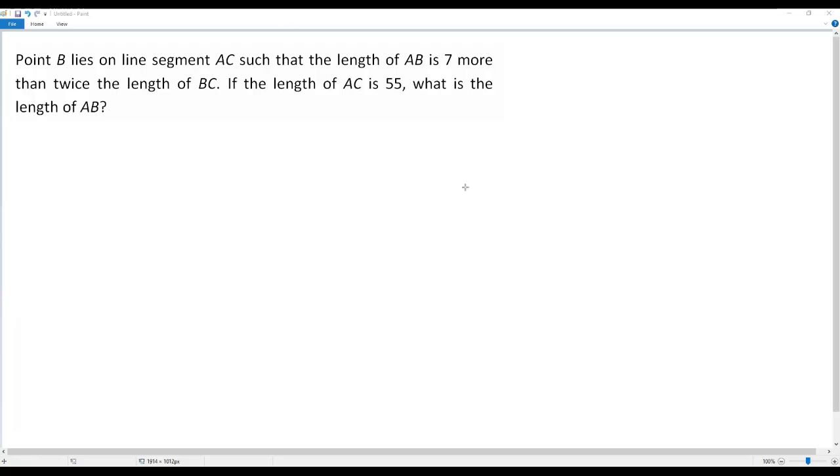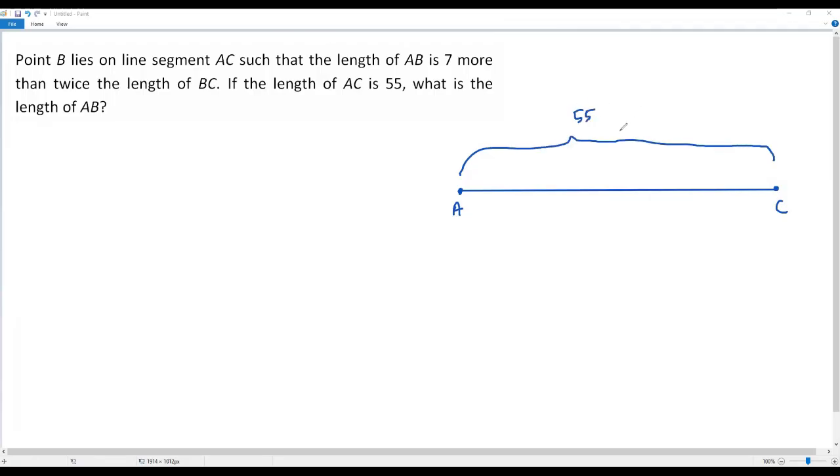Okay, let me draw the line segment AC over here. Let me take A over here, C over here. According to the given information, the length of AC is 55. Now we can take the point B on the line segment AC. Let me take the point B over here. Our aim is to get the length of AB.